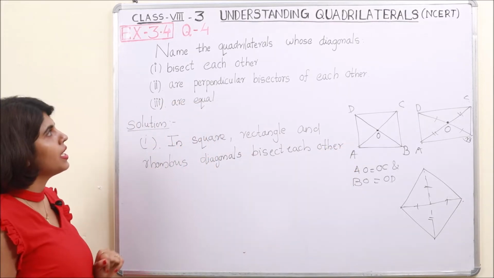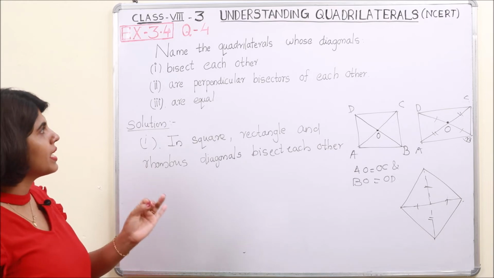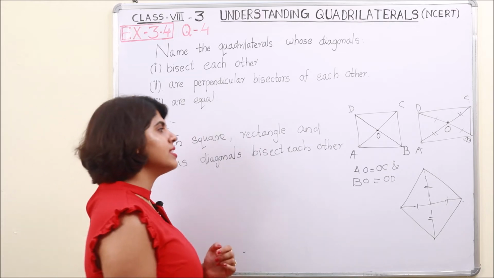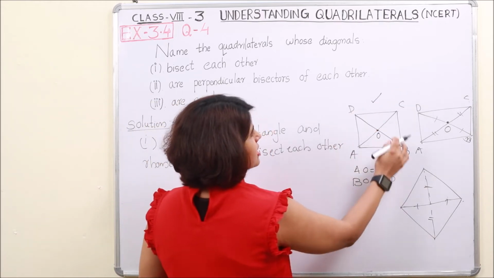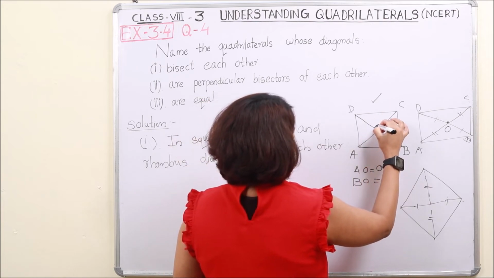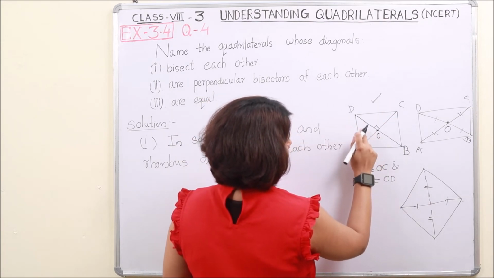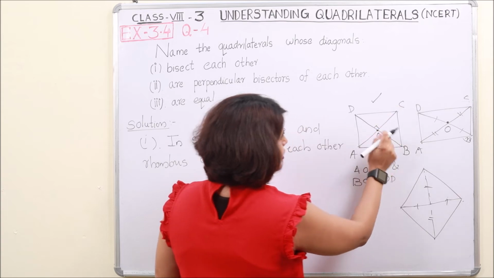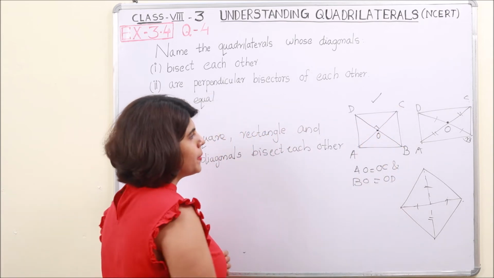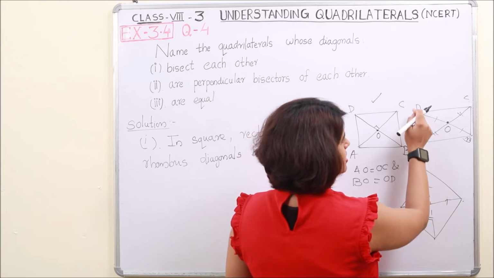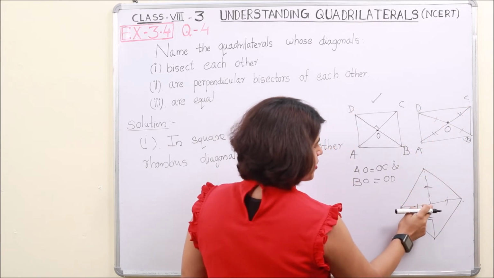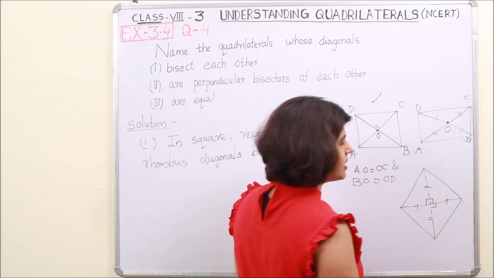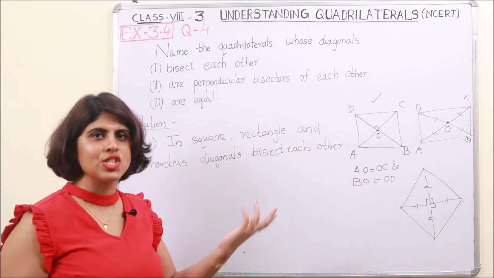Okay. Then the second part, name the quadrilaterals whose diagonals are perpendicular bisectors of each other. Here we can see in the case of a square, the diagonals are perpendicular bisectors. This angle would be 90 degrees. Similarly, this angle would be 90 degrees. Angle AOD, angle AOB, angle COB, all are 90 degrees. Right? And here in the rectangle, we cannot say these angles are 90 degrees. And in the case of a rhombus also, you can see these angles are 90 degrees. All these proofs we have done in the previous videos. You can go back and check it.